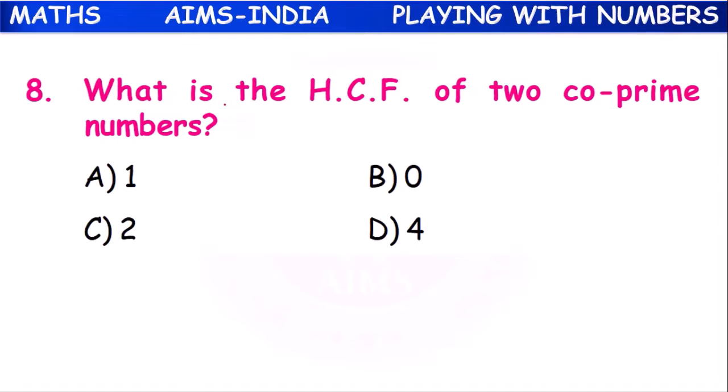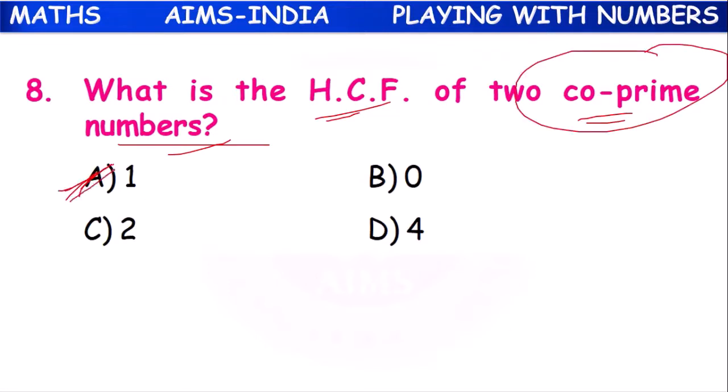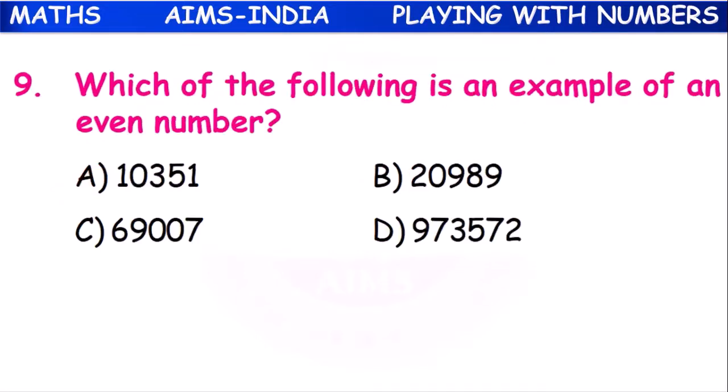Next. So what is the HCF of two co-prime numbers? Just now we have seen. Repeated question. Answer is 1. For co-primes, always the HCF is 1 and the LCM is equal to their product. So option 1 is the correct answer.